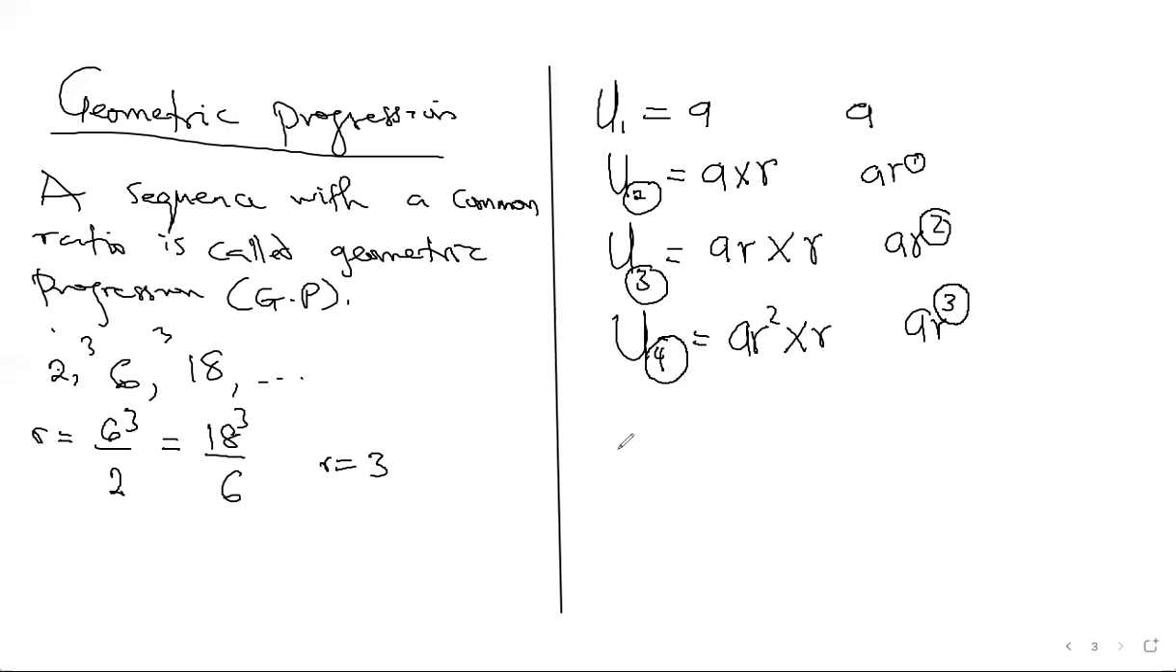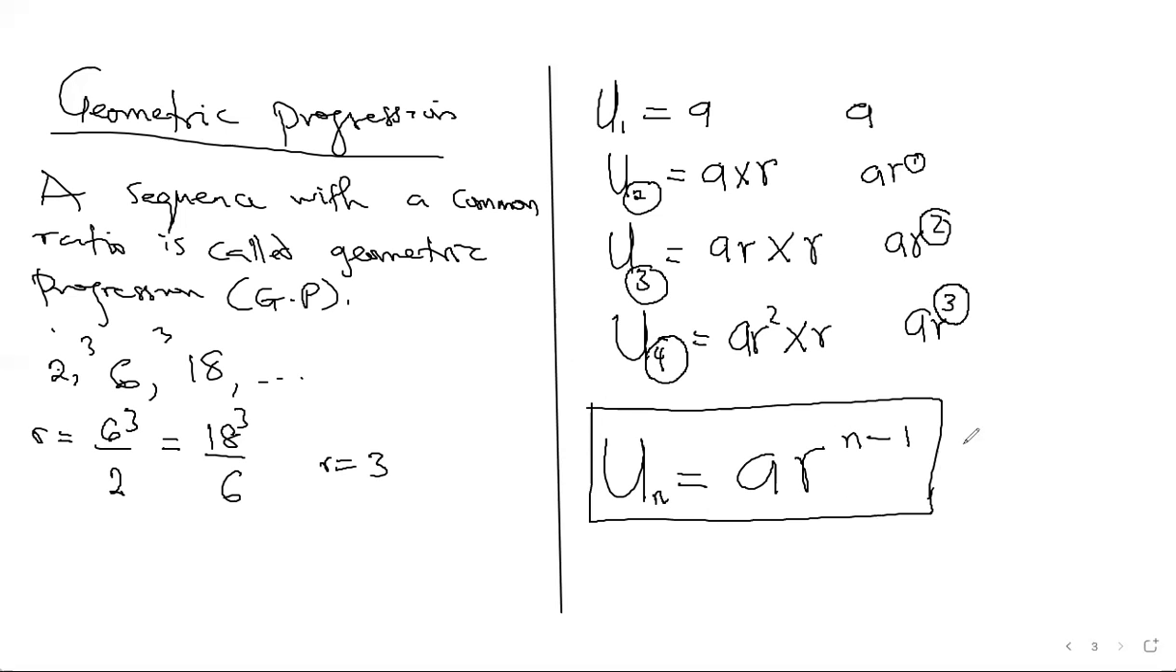So it means that I can write the equation for the nth term of a geometric progression as ar raised to power n minus 1. This is the formula for determining the nth term. So the term at position n, the particular position that you are looking for, is equal to the first term multiplied by the common ratio raised to power n, the position you're looking at, minus 1. That is the nth term of a geometric progression. Okay.